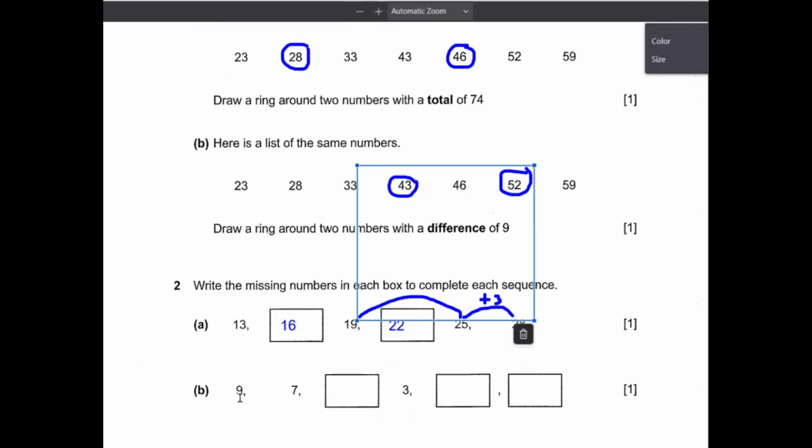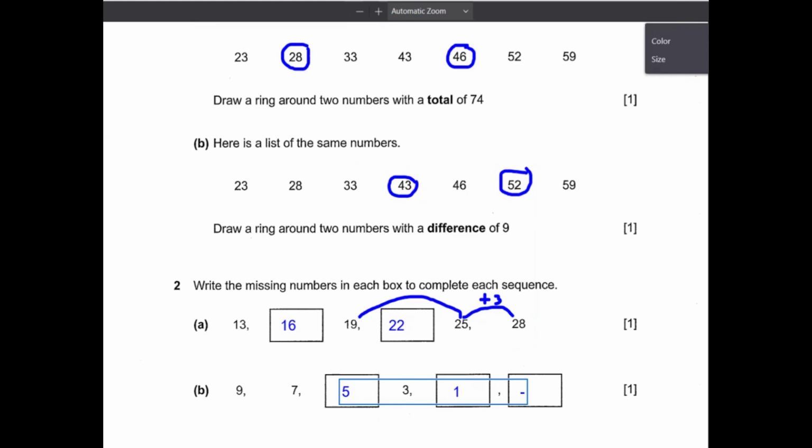Here we have 9 decreasing to 7, then another number, then decreasing to 3. The difference between 7 and 3 is 4. So 9 to 7 is 2, and this is 4. That means this number will be 7 minus 2, which is 5. And then this number over here is 3 minus 2, which is 1. And then 1 minus 2 is equal to negative 1.